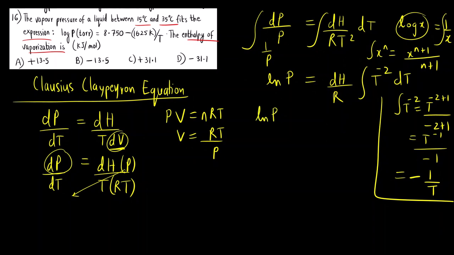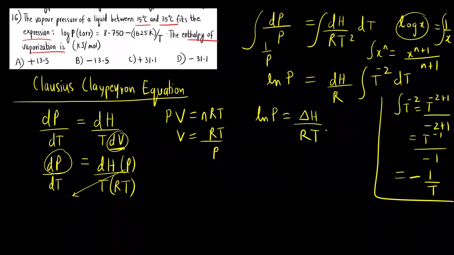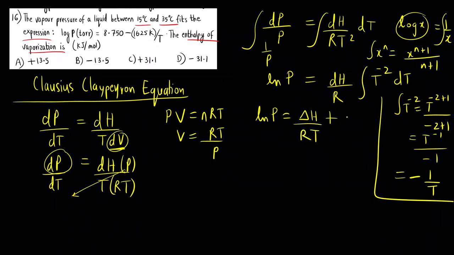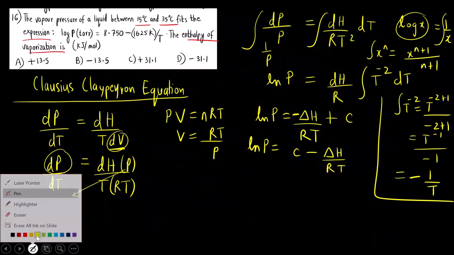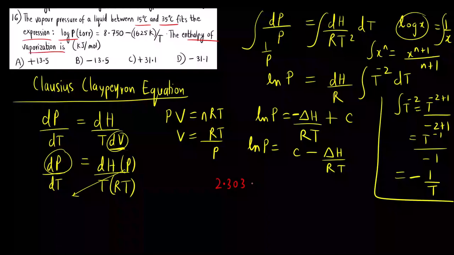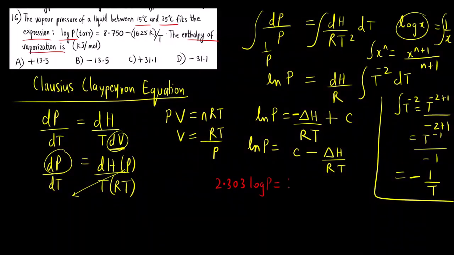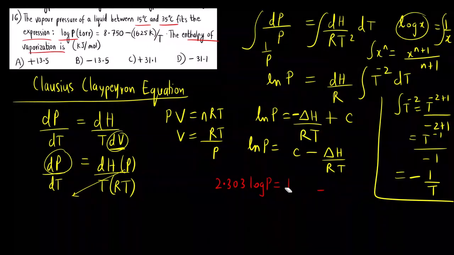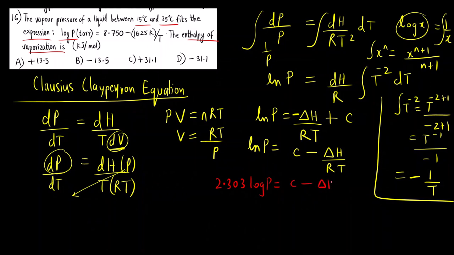So what we have got: ln p is equal to, after integration, delta H by RT plus some constant of integration. This is minus, so this minus sign we don't have to forget. I can rearrange this: ln p is equal to c minus delta H by RT. In the question, log is given, so we can apply log on both sides. We multiply by 2.303, so 2.303 log p is equal to 2.303 c minus delta H by RT.